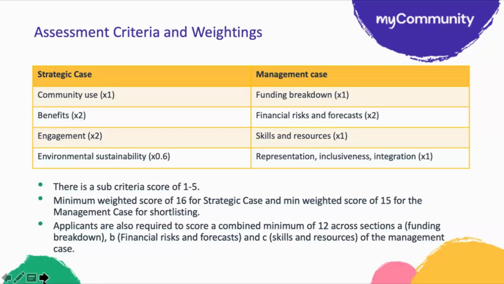So I've said the strategic case is about why and who. For me, the management case is about how and what. So, okay, how are you going to do this? How are you going to buy the asset? How are you going to run it as a community-owned business? And what will that business look like going forward once you've secured the asset for the community?